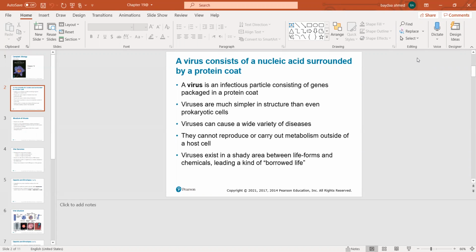Viruses can cause a wide variety of diseases, so researchers in the late 1800s saw a parallel with bacteria and proposed that viruses were the simplest of living forms. However, viruses cannot reproduce or carry out metabolic activities outside the host cell. Most biologists would probably agree that viruses are not alive but instead exist in a shady area between a life form and chemicals. The simple phrase used by two researchers describes them aptly: viruses lead a kind of borrowed life.